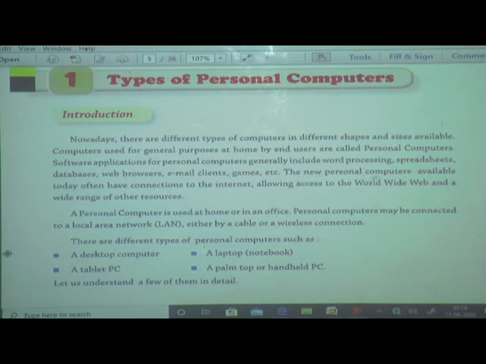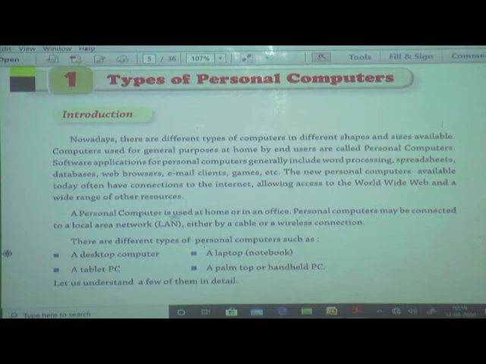The new personal computers available today often have a connection to the internet, allowing access to the World Wide Web and a wide range of other resources. If you connect an internet connection to our personal computer, then you can see anything by allowing access to the World Wide Web and a wide range of other resources also.